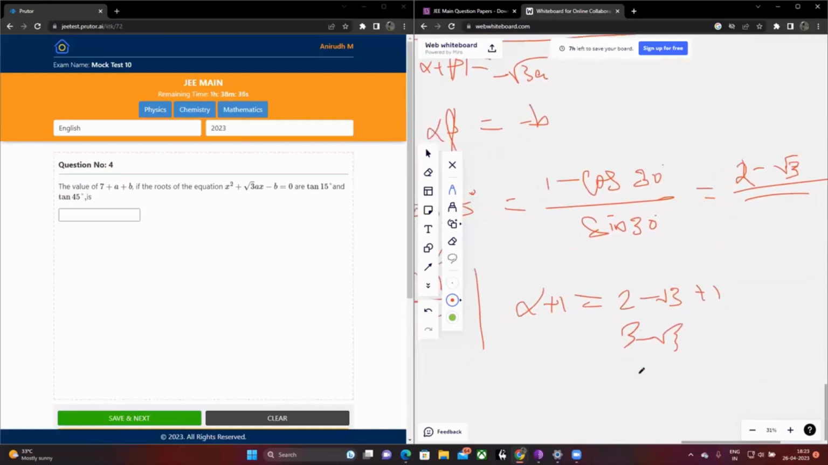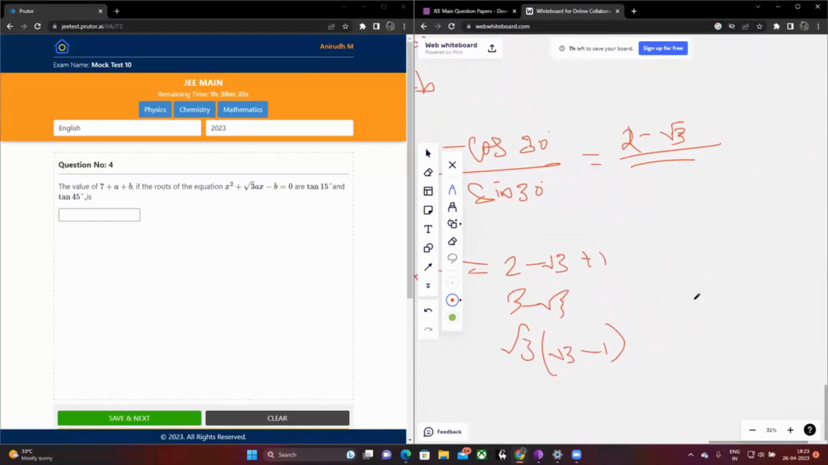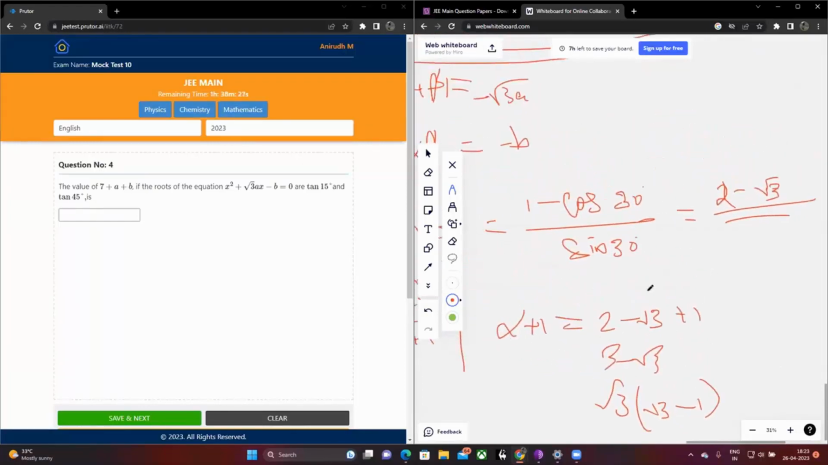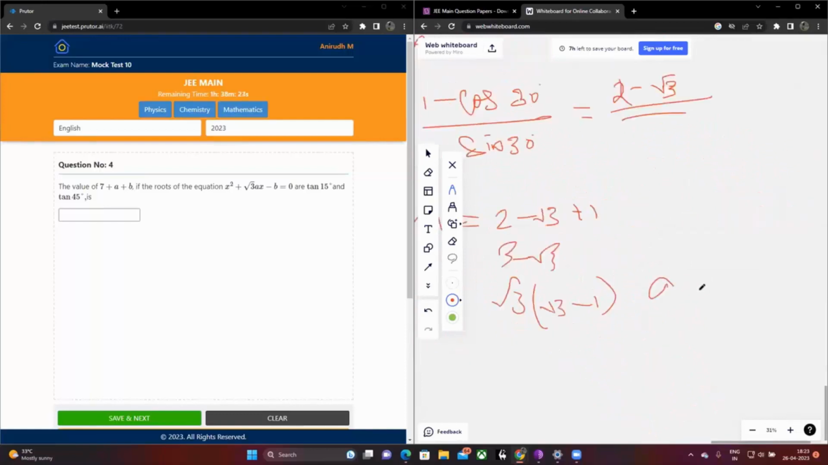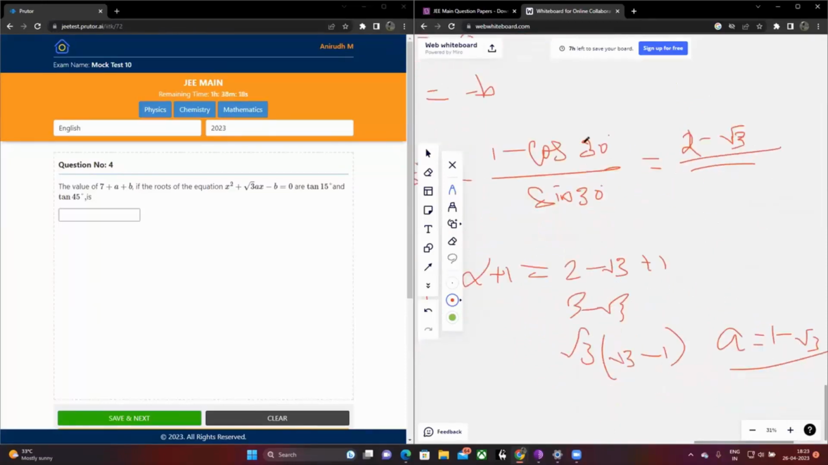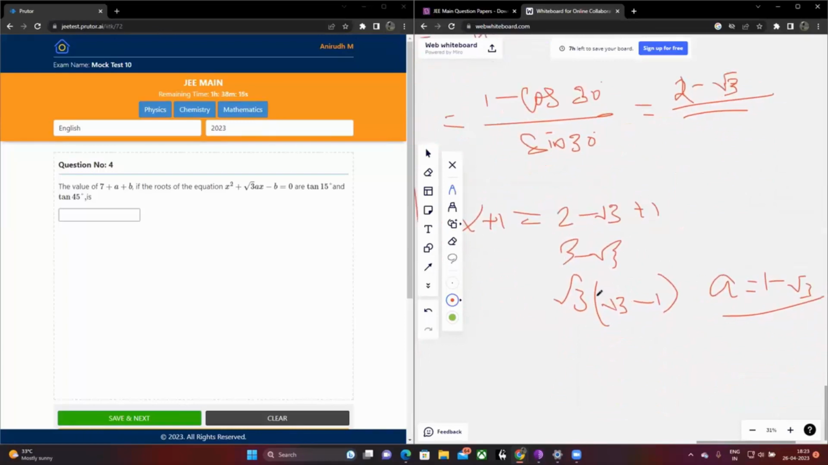Which is root 3 into root 3 minus 1. So basically this equals minus root 3a. And so I'm just cancelling the root 3's over here. So basically you get a equals 1 minus root 3, right? Because there is a minus here. Minus here becomes 1 minus root 3 and the root 3 gets cancelled. A equals 1 minus root 3.